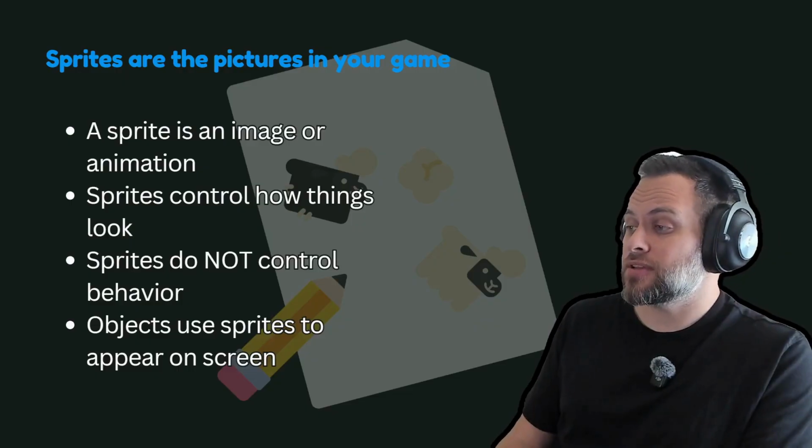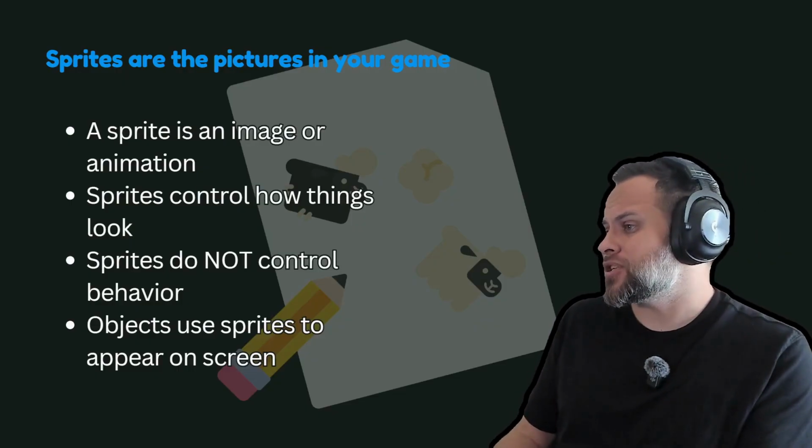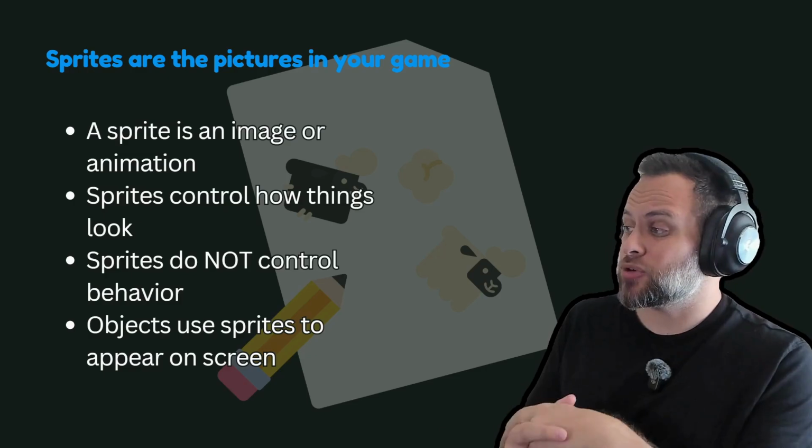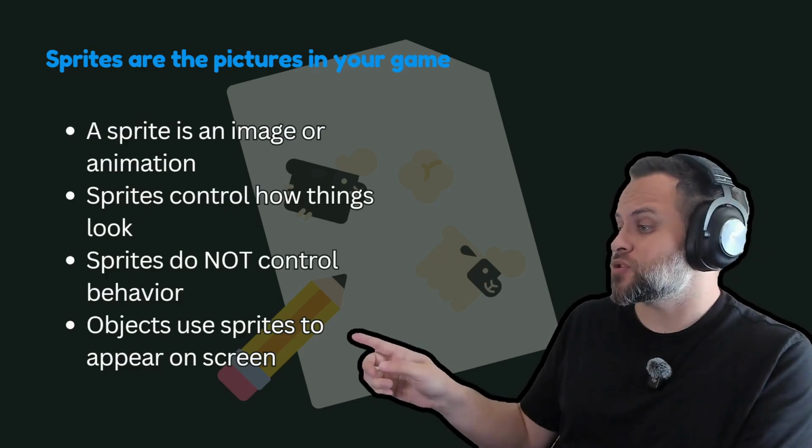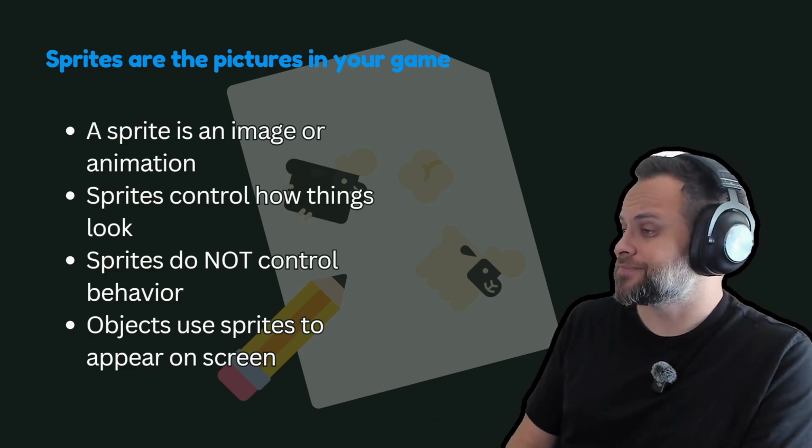Sprites are the pictures in your game. It's an animation or an image. They control how things look, but they do not control how things behave. And objects use sprites to appear on the screen.